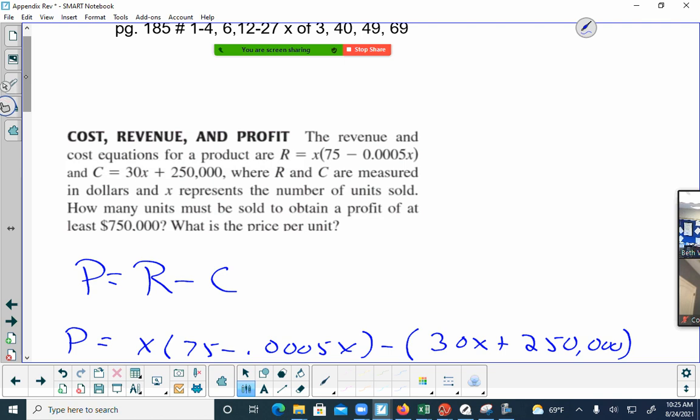Okay, so I just found X, right? Or not. Plug it in.